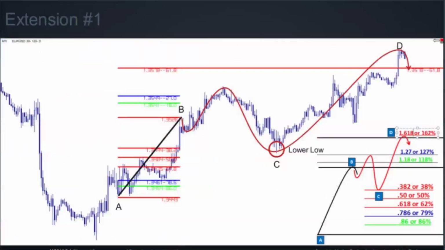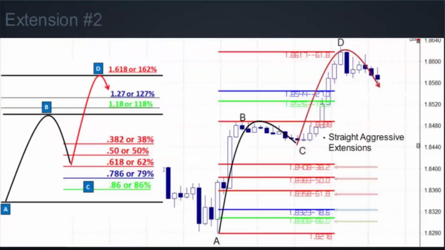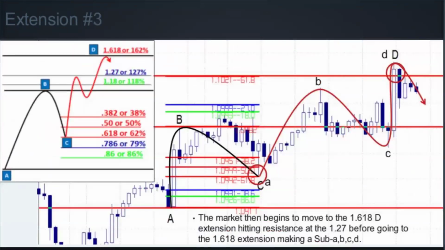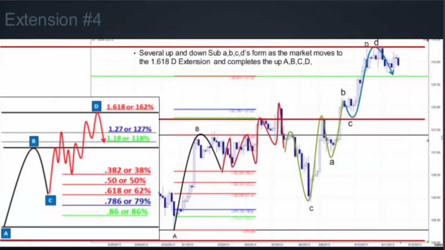So this is the first example where the market created A, B, attempt to move, come back in, and goes to D. This is the second one. And this is the third one where the market is going to D, but it's creating sub A, sub B, sub C, sub D. Okay, and then same thing with this one.